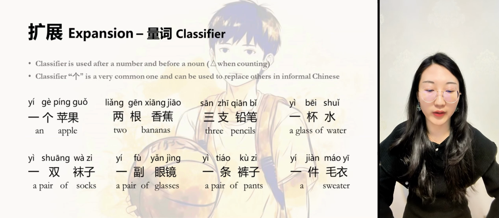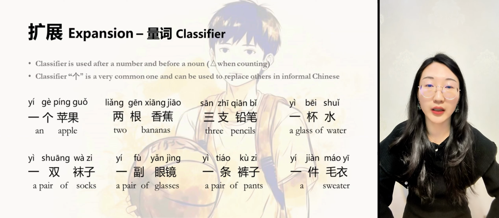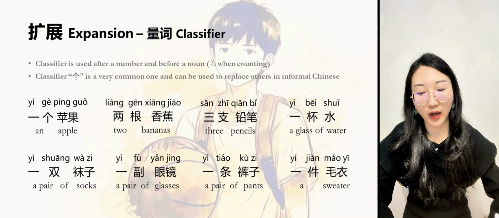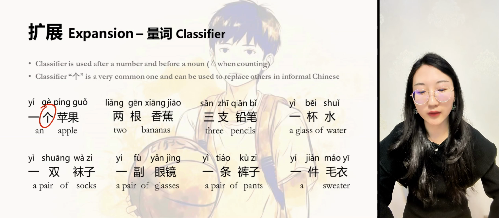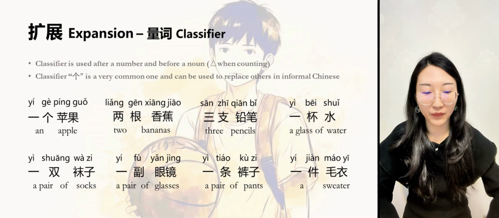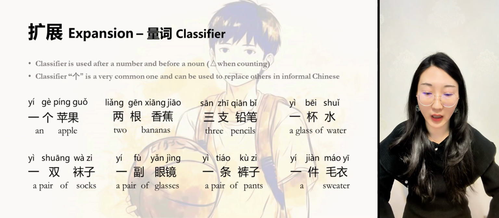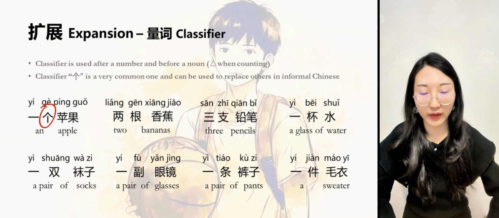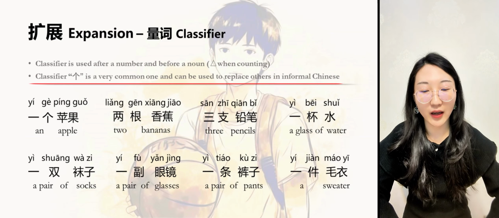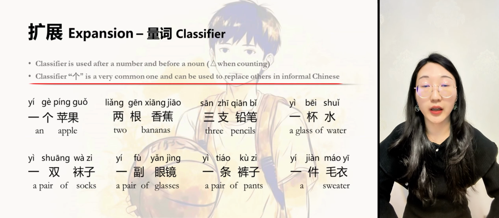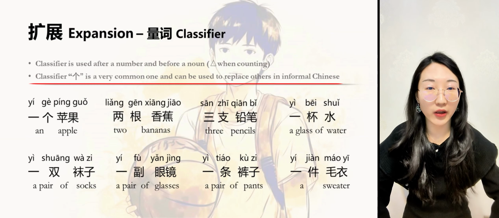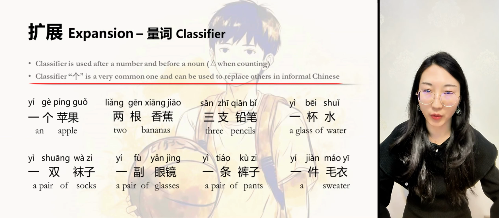The first is, it's not our goal to learn all these classifiers in this class, okay? I only mentioned classifiers because we are going to learn one classifier, 个, in this class. So I have to tell you what a classifier is, so you can have the concept. But it's not our goal to learn all these classifiers. We only use 个 in this class. And the second thing, which is good news, is that classifier 个 is a very common classifier and sometimes can be used to replace other classifiers in informal expression.